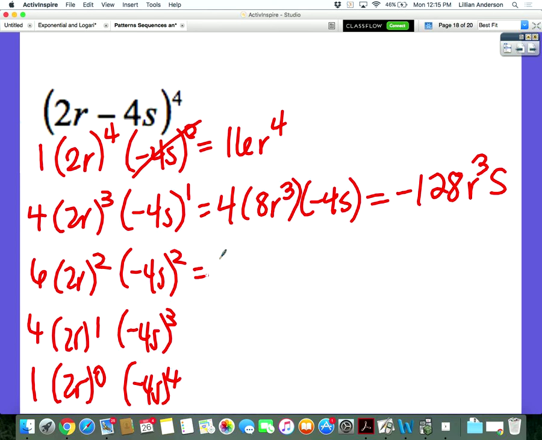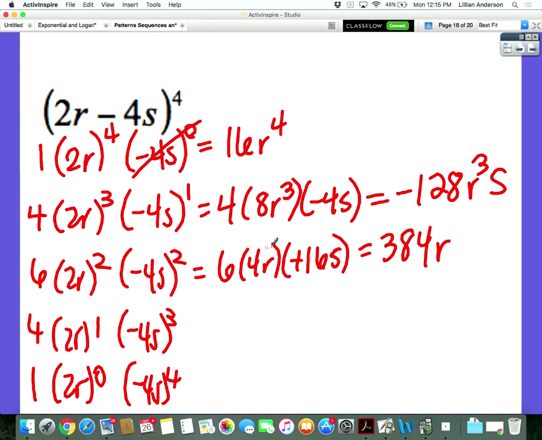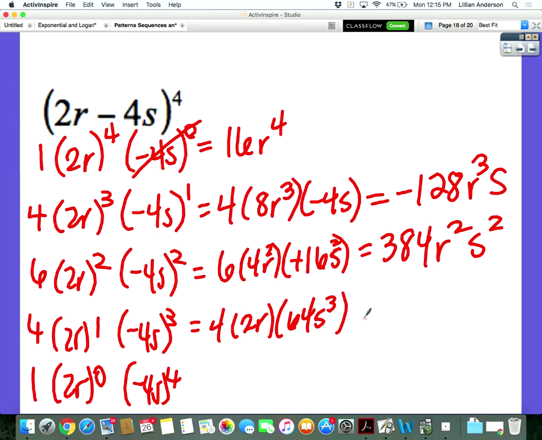Okay. This one's going to be 6 times 4r times negative 16s. Sorry, you're right, positive 16s. So that is 384. And I forgot my exponents, I apologize. R squared, s squared. So far so good? This is 4 times 2r times 64 s cubed. Negative 512 r s cubed. Yes. And then the last one, this goes away.